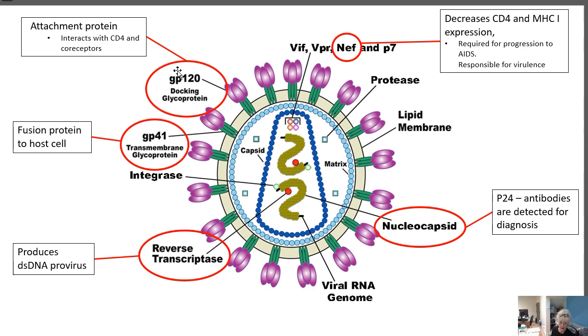GP41 and GP120, okay, these guys divide and separate. They fuse to the host cell. This is a transmembrane glycoprotein. GP120 is a docking protein. It attaches and interacts with our CD4 helper T cells and co-receptors. This is how HIV gets into the cell. Decreases CD4 and MHC1 expression, required for progression to AIDS, responsible for virulence. This is the NEF gene. It's very complex. And again, very smart.